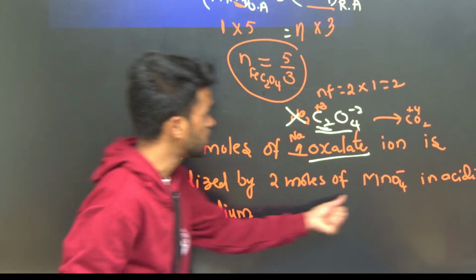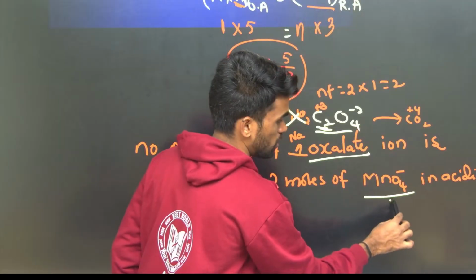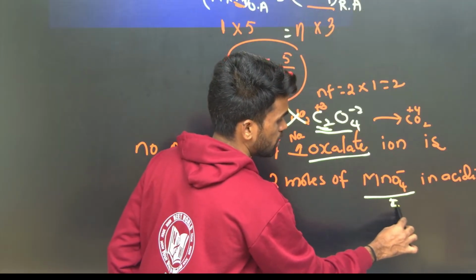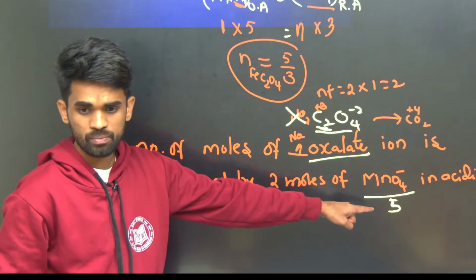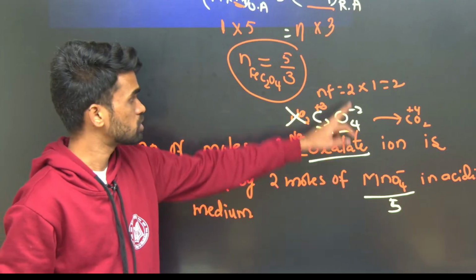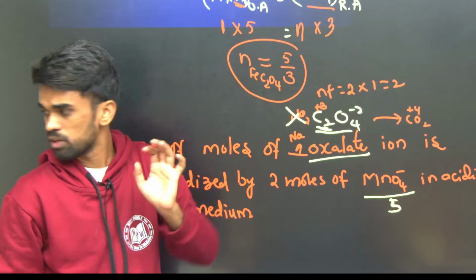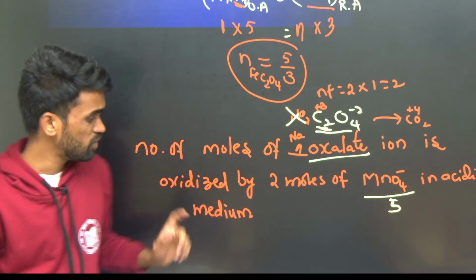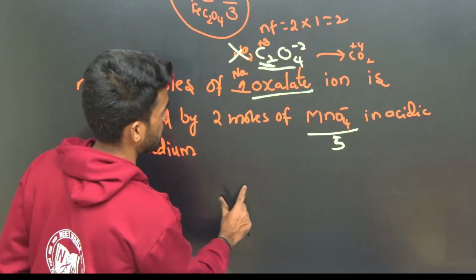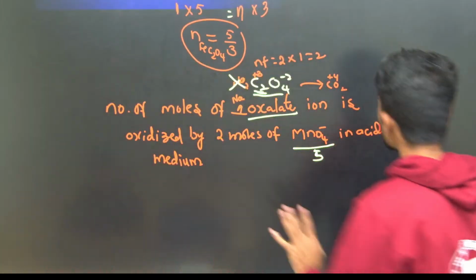Similarly, you do it for manganese, that is +7 to +2, which means 5 here, that's it. So, 2 into 5 for manganese equals 2 into N. So, the answer will be 5. Just try, okay. If not, you can ask me, I will explain in detail. Almost I have given the answer also.